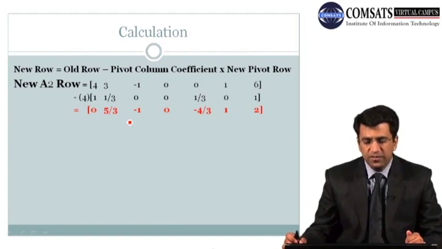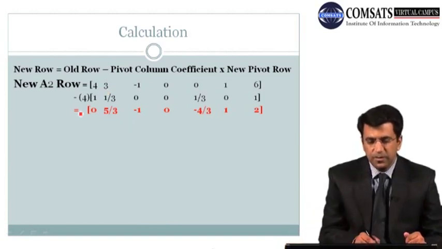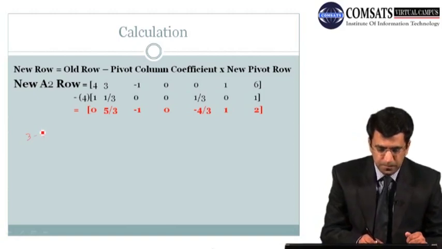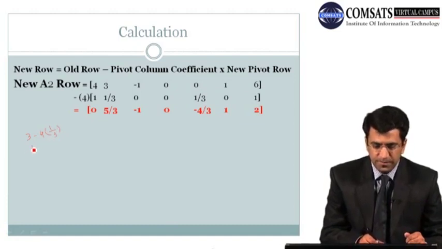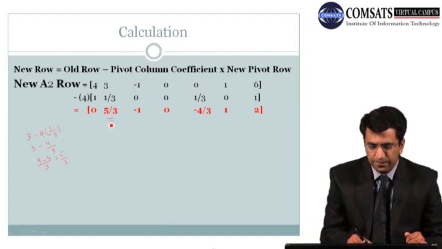Like how this value of 5 by 3 comes. Now the second value will become, this will be equal to 3 minus 4 multiplied by 1 by 3. So this will become 3 minus 4 by 3, and if we take the LCM as 3, 3 3s are 9, 9 minus 4, and this will become equal to 5 by 3. That's why we have written that 5 by 3 here.